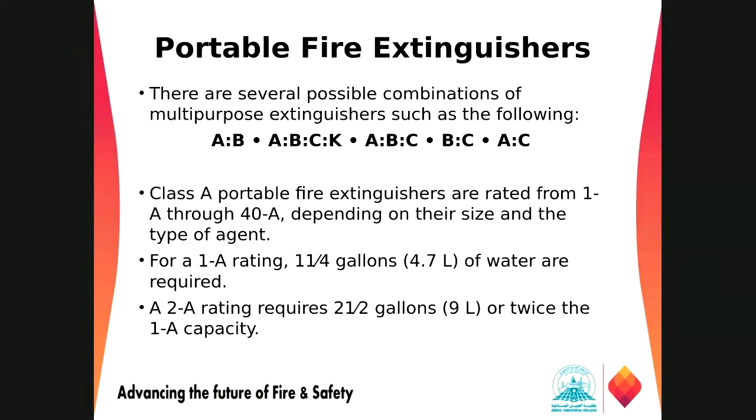This is regarding the rating of fire extinguishers, right? So there are several possible combinations of multi-purpose extinguishers. The most common we can find are ABC types, which are called multi-purpose extinguishers, but we also have type AB, type AC, and type BC available, along with types A, B, C, and K.